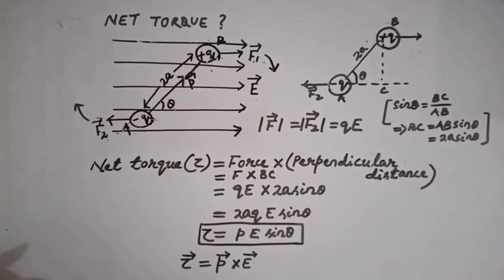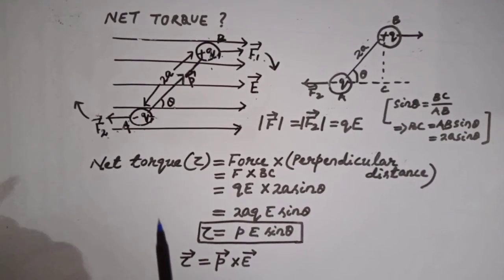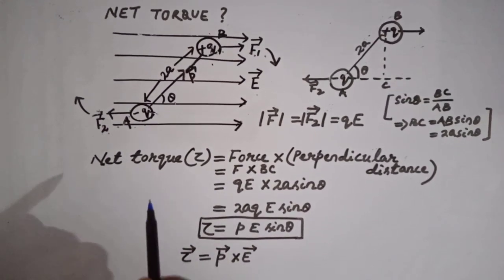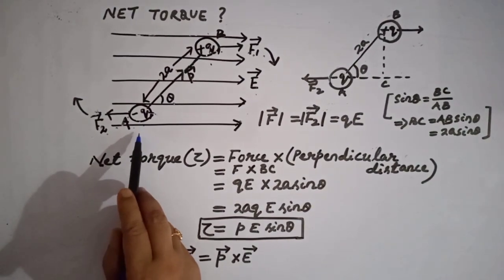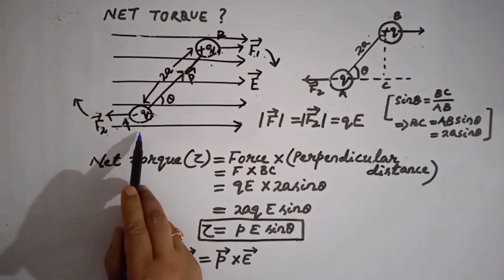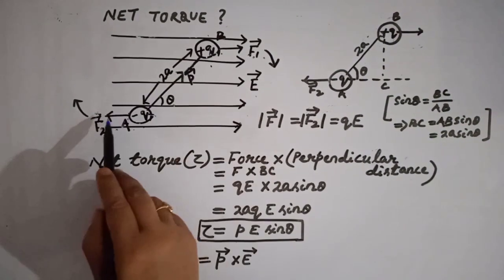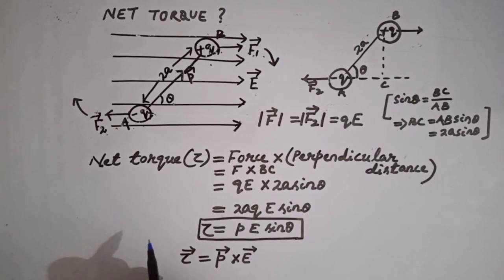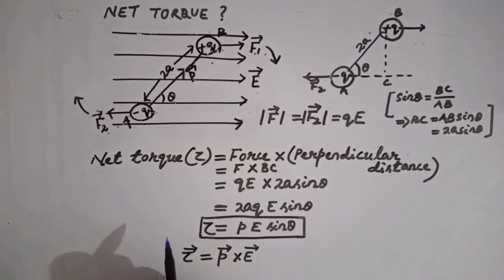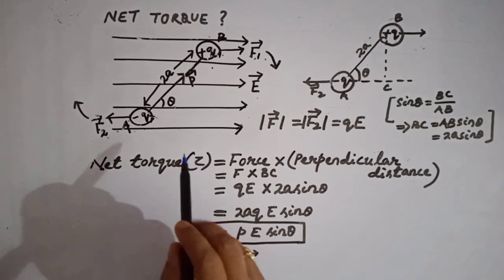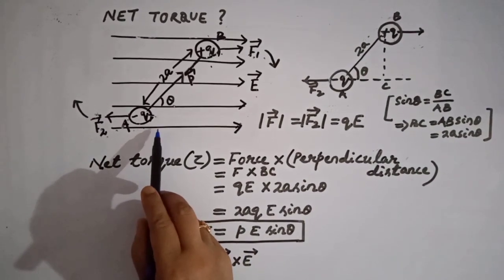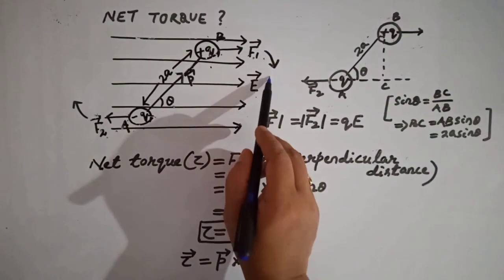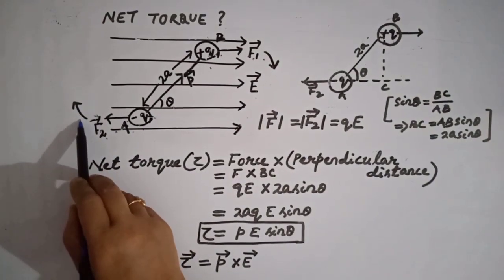Now the net torque experienced by the dipole. Those two charges experience forces F1 and F2, which are equal in magnitude, opposite in direction, and act along different lines of action. So they constitute a couple. The tendency of the couple is to rotate the system. Thus, the net torque experienced by the dipole will tend to rotate the dipole. Here, the dipole tends to rotate in clockwise direction.